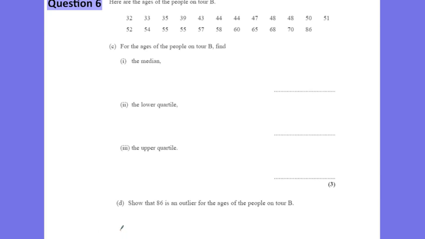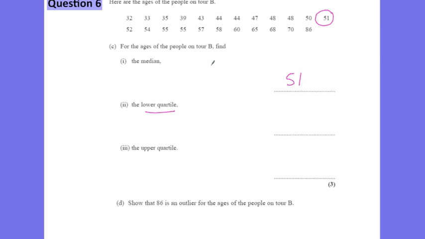We're then given the ages of the people on tour B. You can see here that our ages are in order from 32 up to 86. And we're asked to find the middle number. The middle number is here, 51. Here we have 1, 2, 3, 4, 5, 6, 7, 8, 9, 10, 11 numbers below and 11 numbers above. 51 is our middle number.